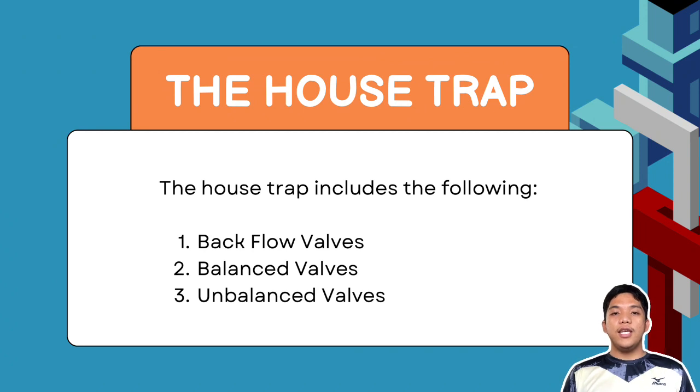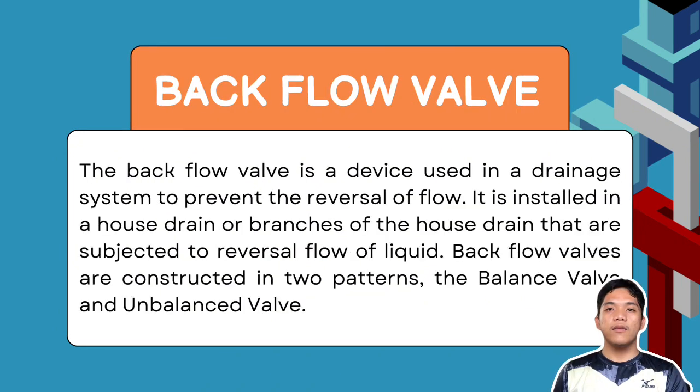Moving on to the subtopics under the house trap, we have the backflow valve, the balance valve, and the unbalanced valve. The backflow valve is a device used in a drainage system to prevent the reversal of flow. It is installed in a house drain or branches of the house drain that are subjected to reversal of the liquid. The backflow valve is installed in the house drain just near the foundation wall or near the toilet room under the floor. It is set in a level position to attain its full effectiveness.